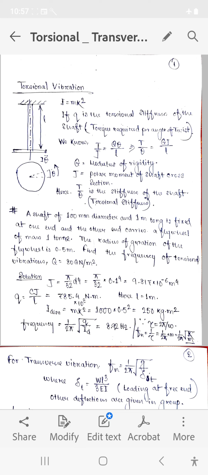Now apart from that, the shaft is of length 1 meter, and one end is fixed, the other end carries a flywheel of mass 1 ton, 1000 kg. The radius of gyration of the flywheel is 0.5, so k is given, and we can definitely find out the I. Find the frequency of the torsional vibration. G equal to 80 gigaNewton per meter square. In some places we consider it as G, some places as C, it doesn't matter.